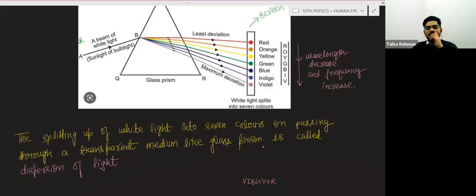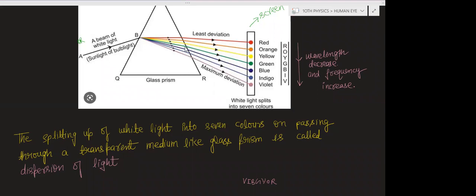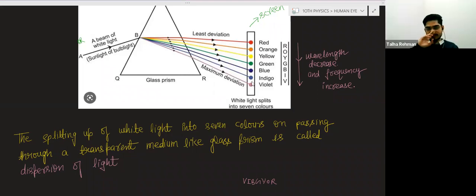Now, Hamna, tell me which color has the maximum frequency? Just see, when you are moving from red to violet like this. Very good. So this violet color will have the maximum frequency, and now Martin will tell which color will have the maximum wavelength.